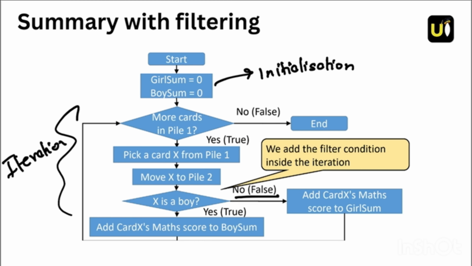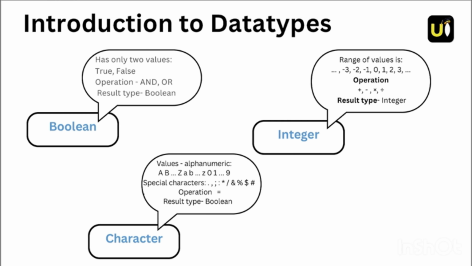So that is all about flowcharts. Now let's move on to the types of data. There are majorly 3 types of data: Boolean, character, and integer.